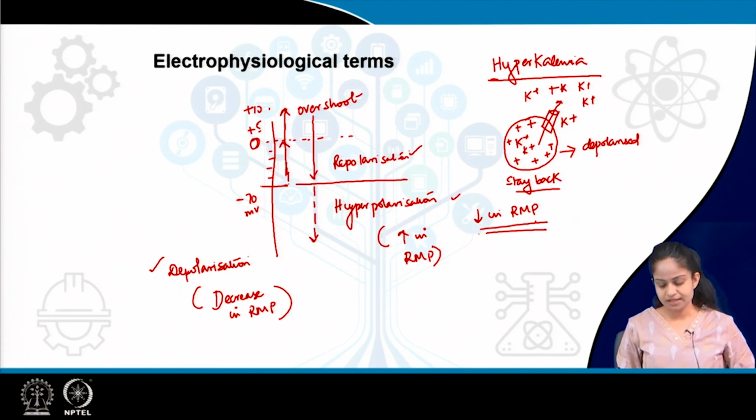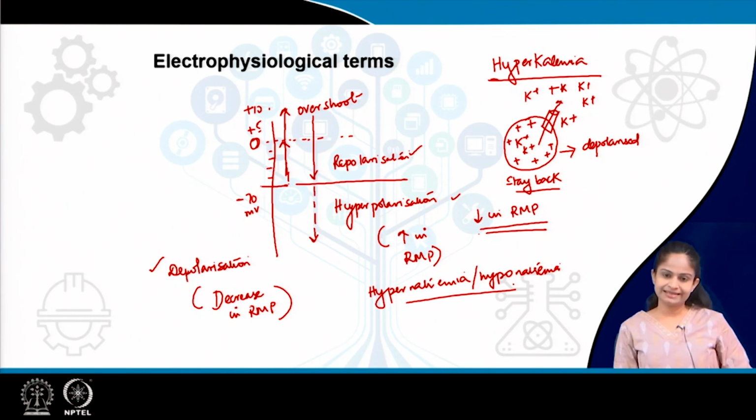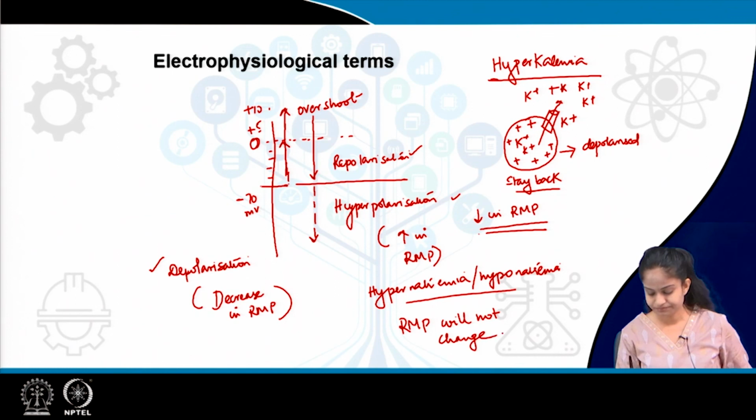Now, the question comes, what happens in case of hypernatremia or hyponatremia? That means, when the sodium concentration gets changed extracellularly, the answer will be there will not be any change in resting membrane potential. The RMP will not change at all.